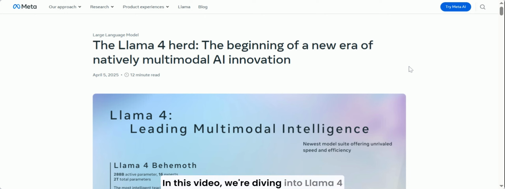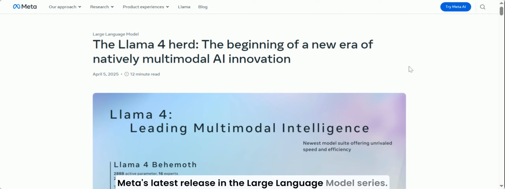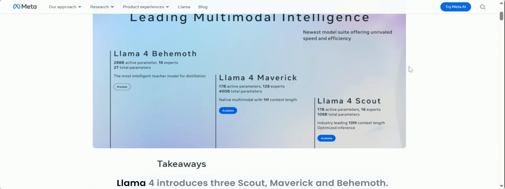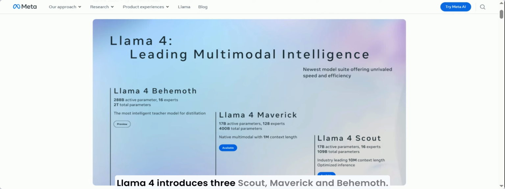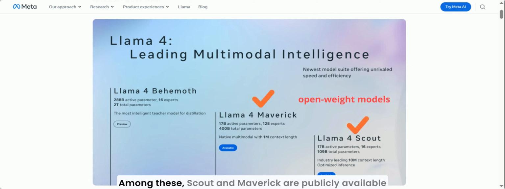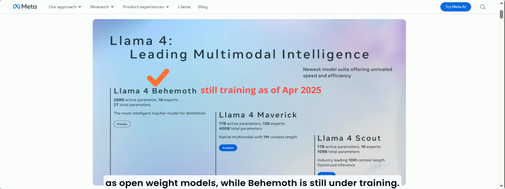In this video, we're diving into LLaMA 4, Meta's latest release in the large language model series. LLaMA 4 introduces three models: Scout, Maverick, and Behemoth. Among these, Scout and Maverick are publicly available as open-weight models, while Behemoth is still under training.